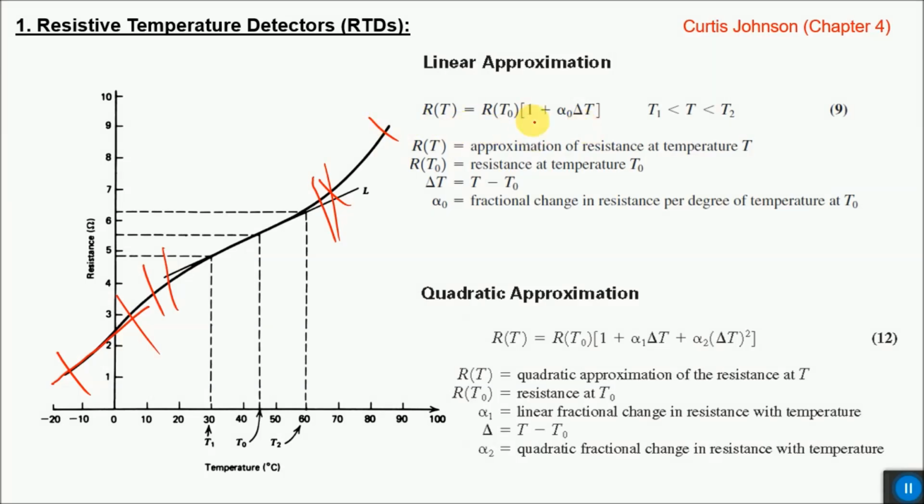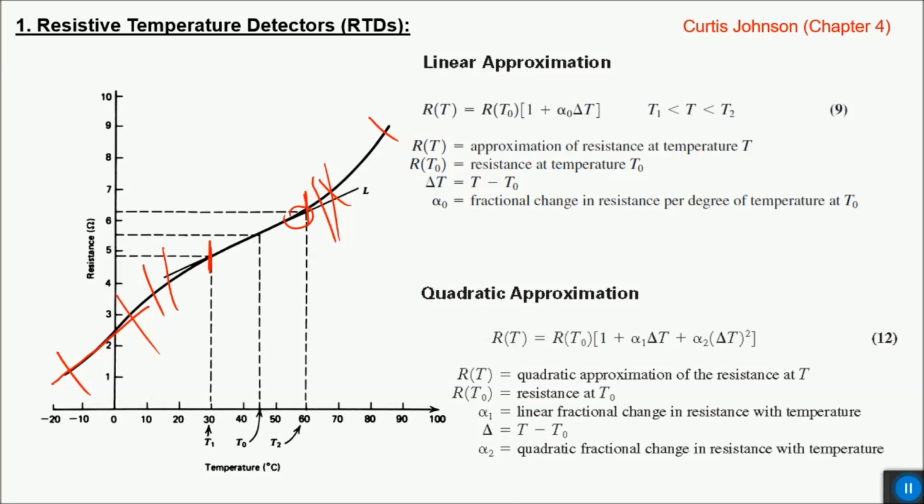This linear approximation means that we are approximating this portion of resistance versus temperature to be linear. But we can see here that this linear line is deviated from the actual line, so there must be some error. In case of quadratic approximation, this would be even closer to the actual line and the error would be smaller. So what is the linear approximation?